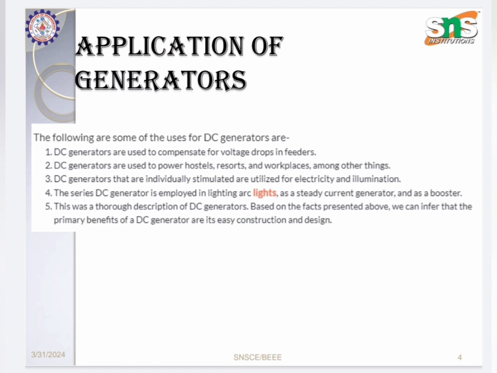This is a thorough description of DC generators, and based on the facts presented, we can infer that the primary benefits of the DC generator are its easy construction as well as the simple designs involved. So again the next question comes: what are the applications of the DC motor? From the previous classes, can you please state a few? Yes, washing machines, mixers.